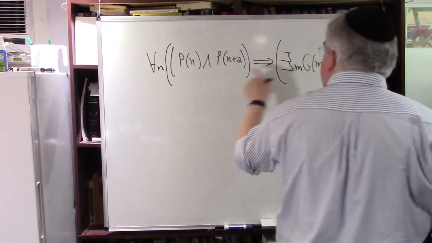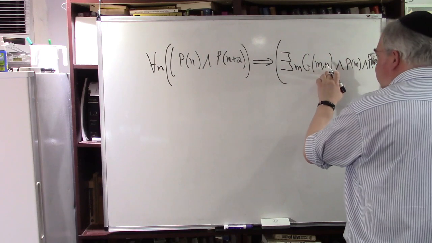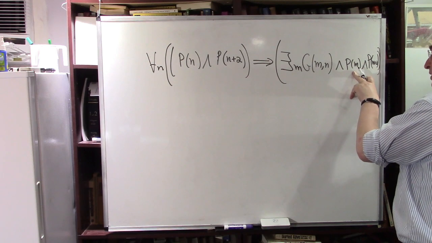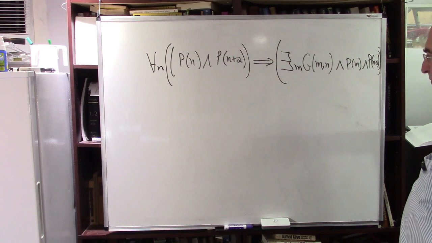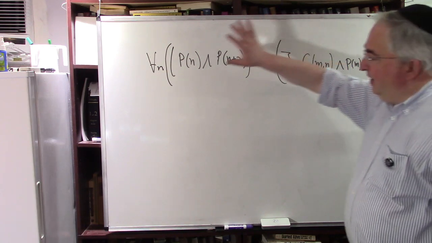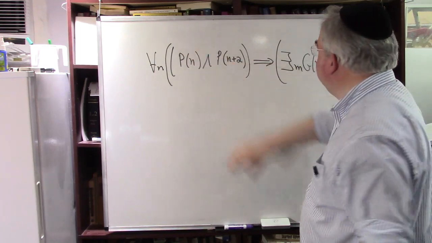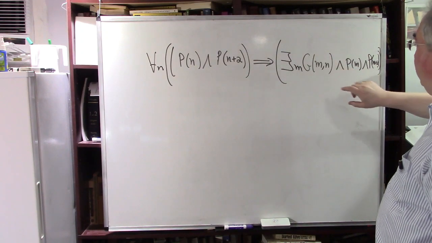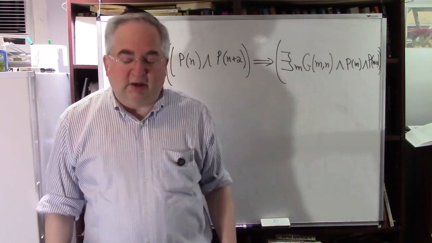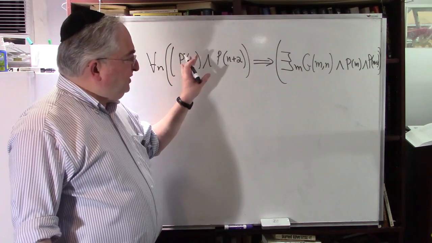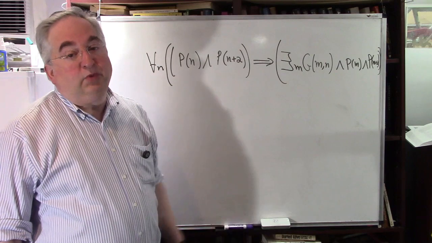Okay, well, this implies that there exists an m that's greater than n, and m is a prime, and m plus 2 is a prime. Which means, okay, if n and n plus 2 are twin primes, then there's another number, m, that's greater than it, such that it is also twin primes. The idea is as follows. If n is a twin prime, then there's a larger twin prime, which is another way of saying there's an infinite number of twin primes.